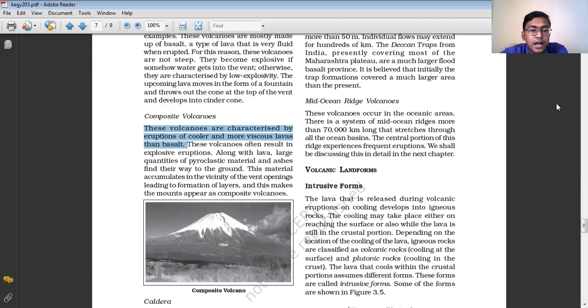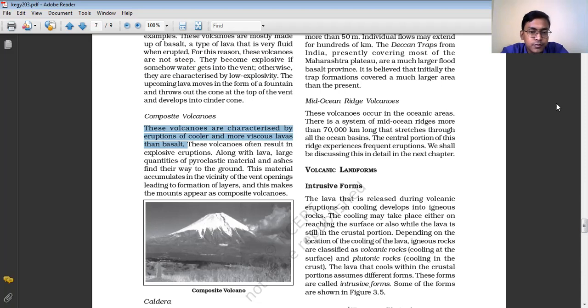Along with lava, large quantities of pyroclastic materials and ashes find their way to the ground. Along with lava, there are different types of gases, the pyroclastic materials and the ashes that come out of these volcanoes. The lava which comes out is more viscous than the basalt. That means the lava is a little bit dense. It is not like a normal fluid like water. It is a little bit viscous and dense, so it cannot move in different directions.